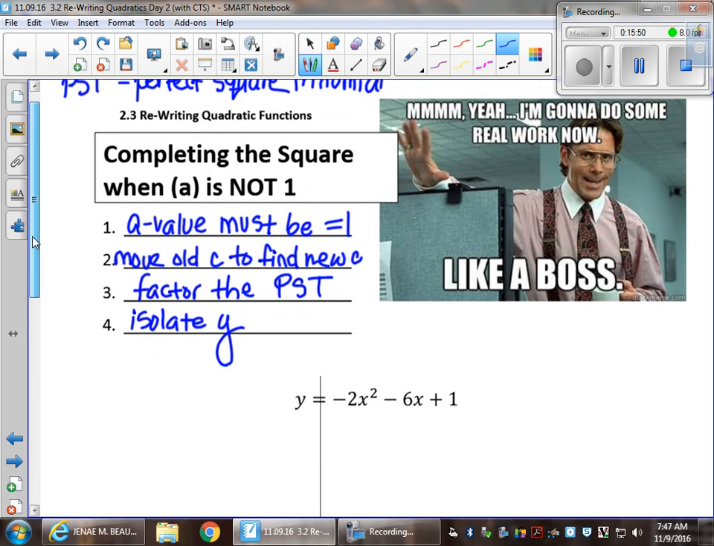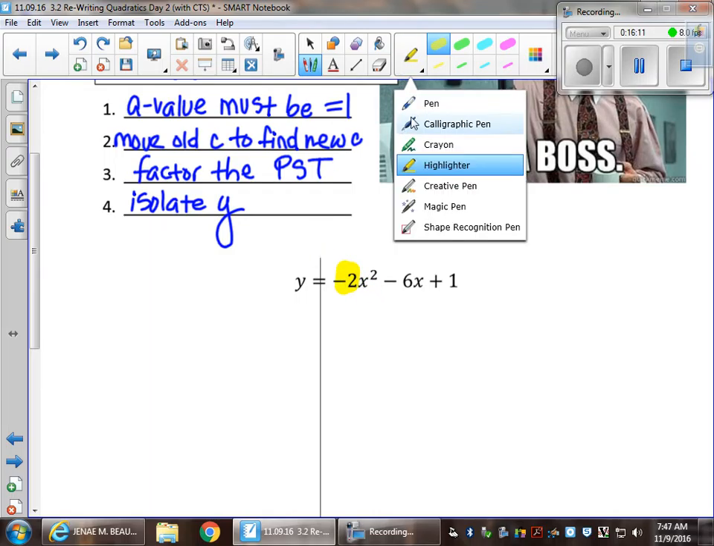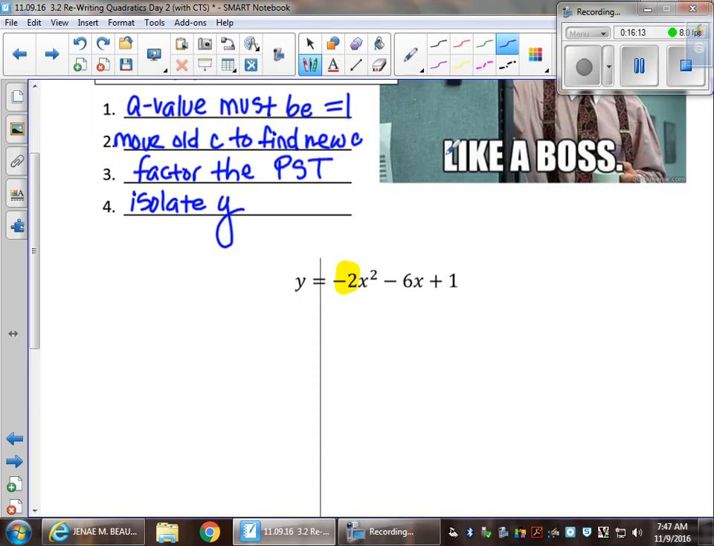So let's jump in. Our first step is the A value must be equal to 1. Is that the case here? No. Do we have a GCF? No. So take your highlighters, which Olivia was nice enough to pass out for us, if you didn't have one. What should I highlight? Where's A? This guy needs to not be there. This dude. Yeah, gotta take care of it.